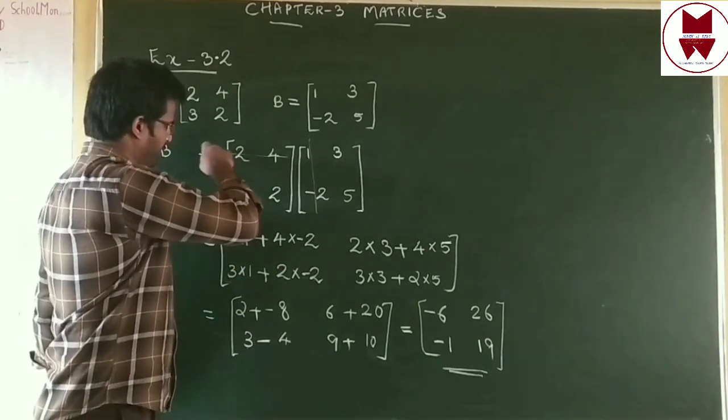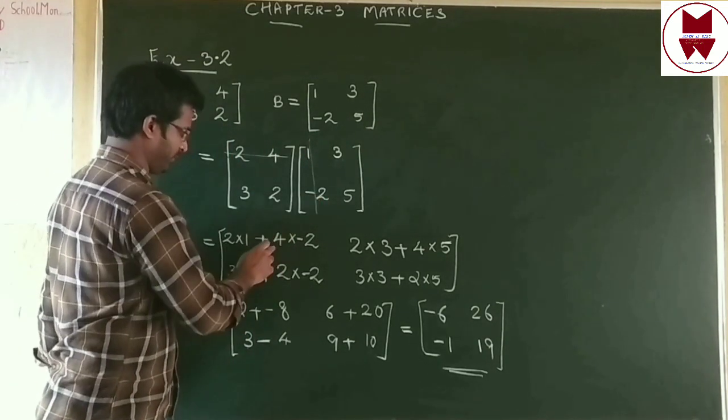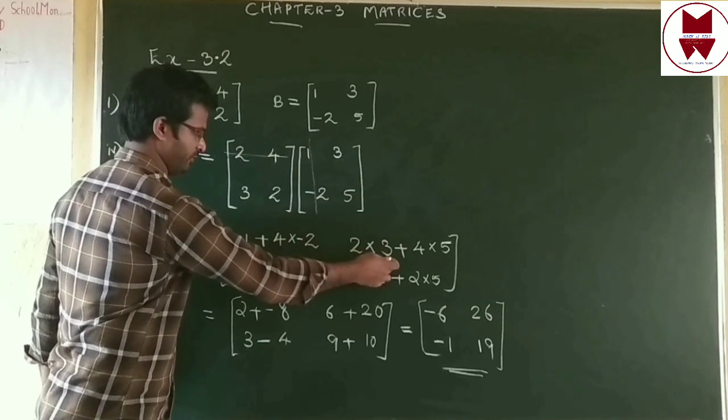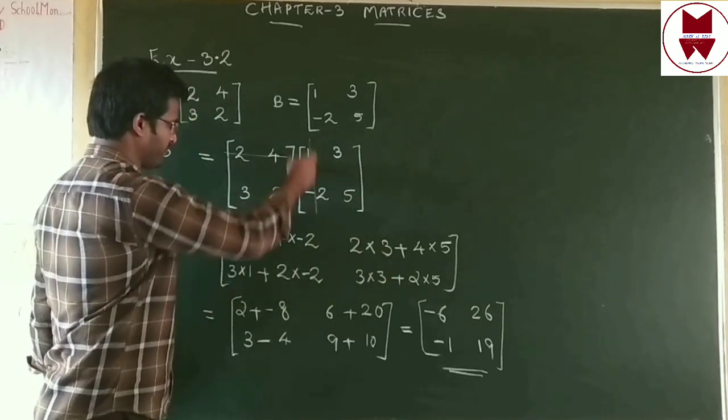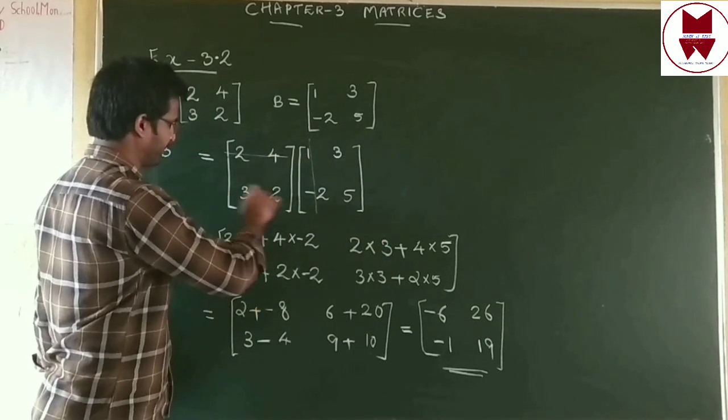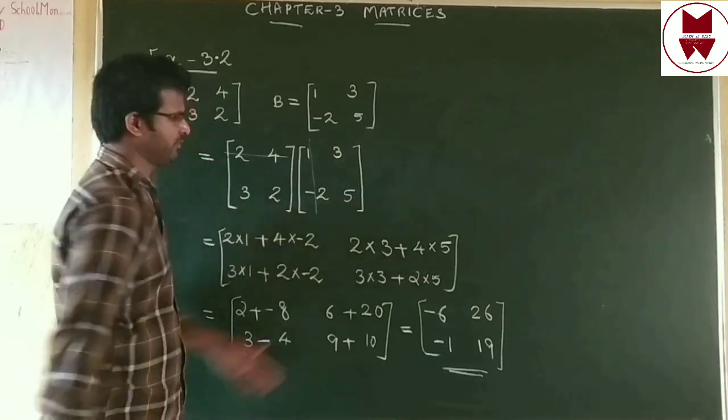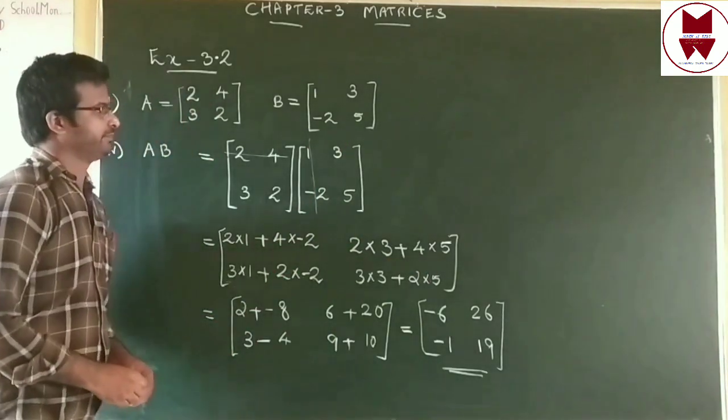Check it again. First row, first column, this one. Then first row, second column, this one. Then second row, first column. Then second row, second column. Multiply, and we will get the answer.